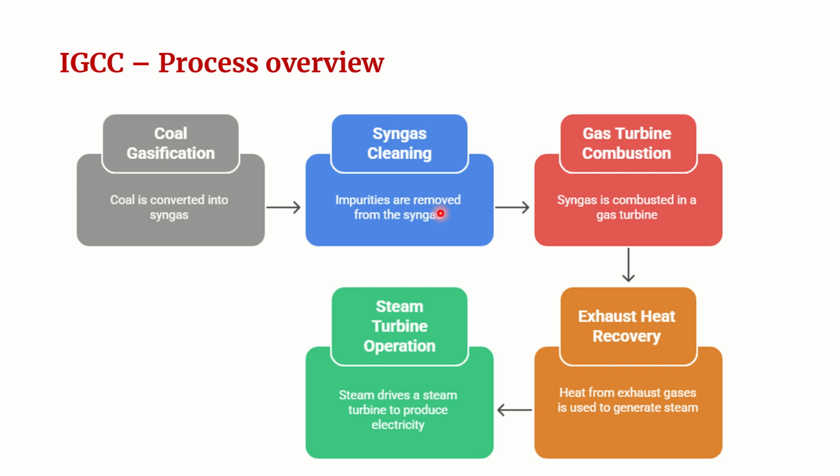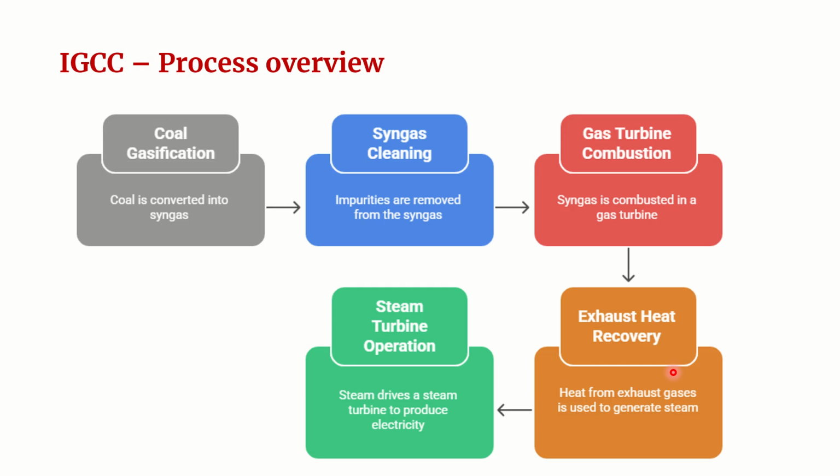And the third one involves gas turbine combustion. That is the syngas combustion. Syngas combustion drives a gas turbine generating electricity. The hot exhaust gases from the gas turbine, at more than 600 degrees Celsius, are still very hot and contain significant energy. So that energy can be recovered, right?